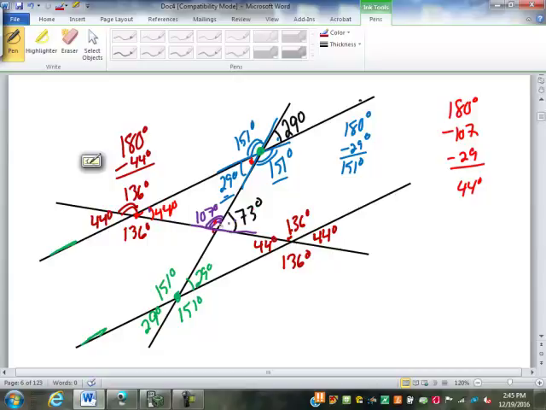And of course, up here, these lines intersect, so this one's 73. Has to be the same as the one across from it. This one's 107. So all those angles are findable from just the two that I gave you. Any questions on that?